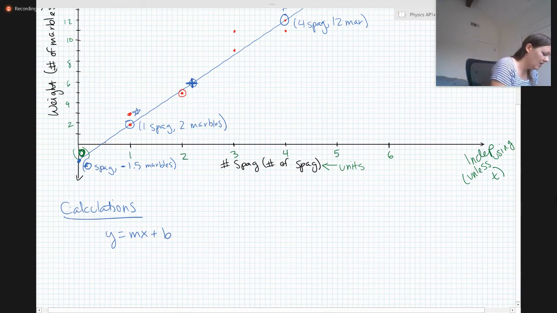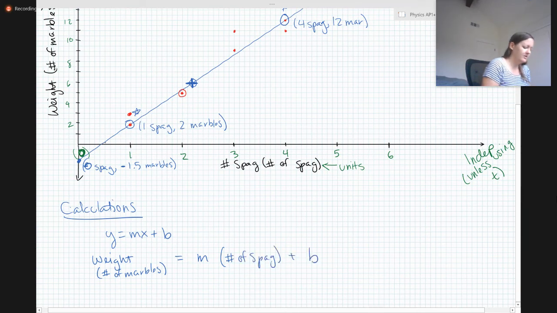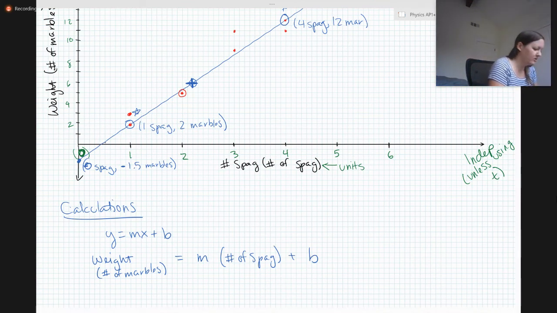So in this case, our y is going to be number of marbles, or you could say weight, actually. Technically, that's weight. Weight in number of marbles equals, we'll come back to m, and then times number of spaghetti plus whatever our intercept is going to be. Now we need to find this m. For m, we're always going to use rise over run.